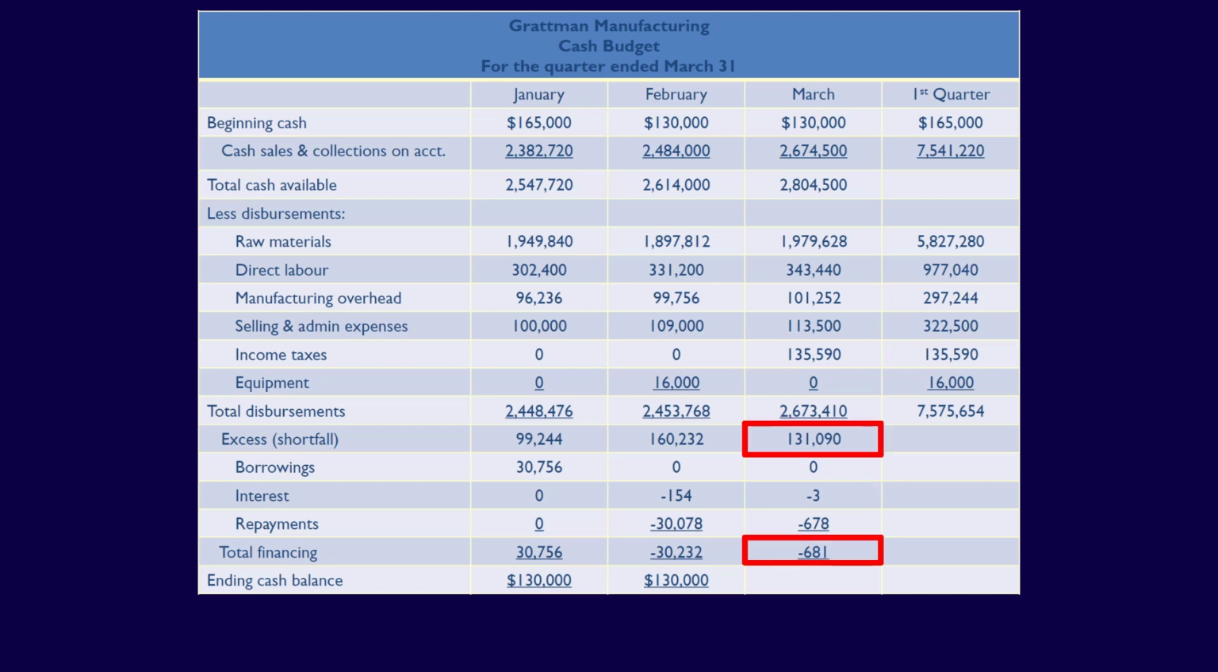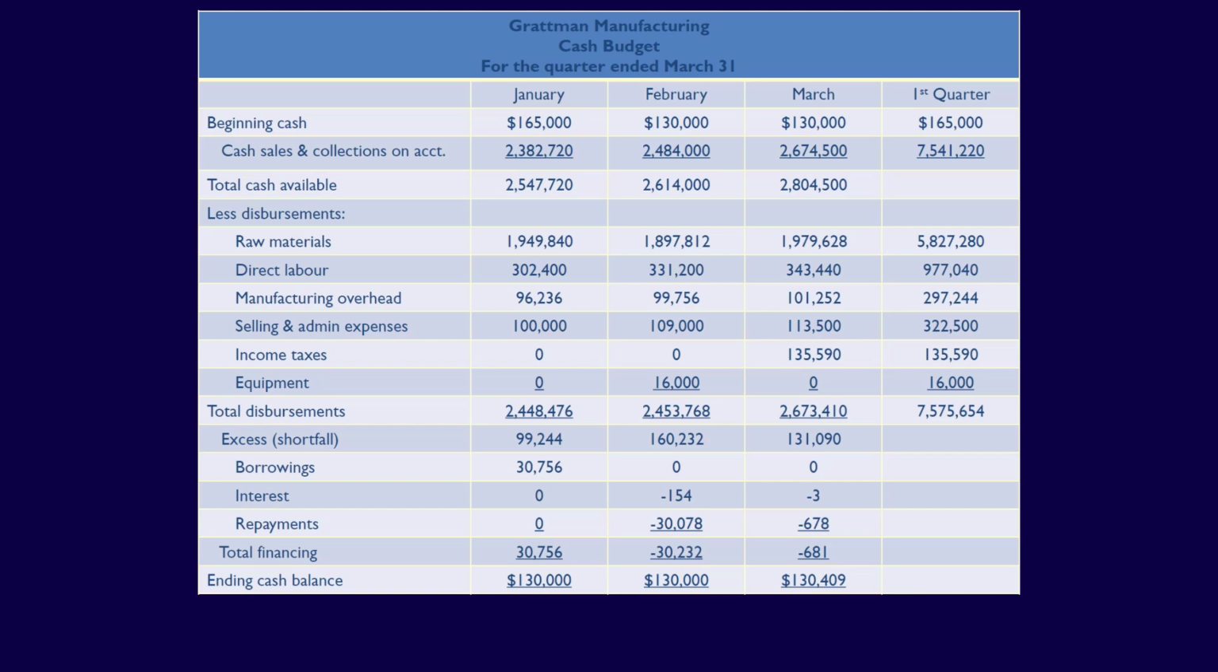We can now calculate the ending cash balance. Excess cash of $131,090 plus negative $681 of total financing is equal to an ending cash balance of $130,409. This is the first month where our excess cash is enough to allow an ending balance greater than the required $130,000, although not by much. We have now completed the March cash budget.